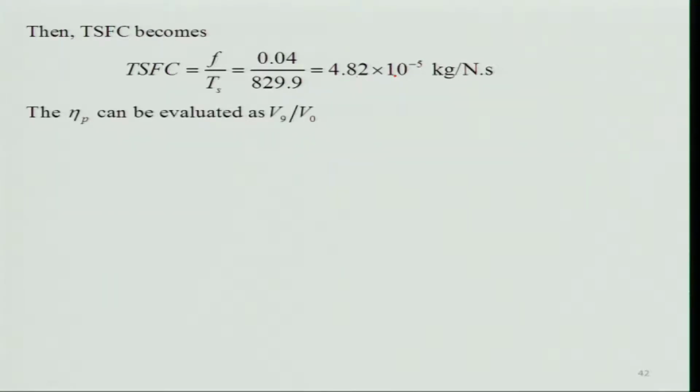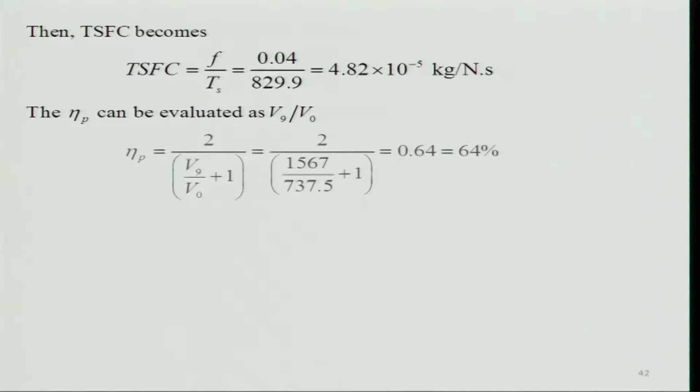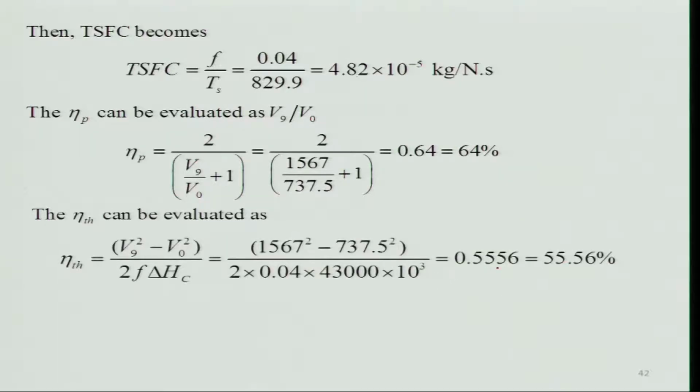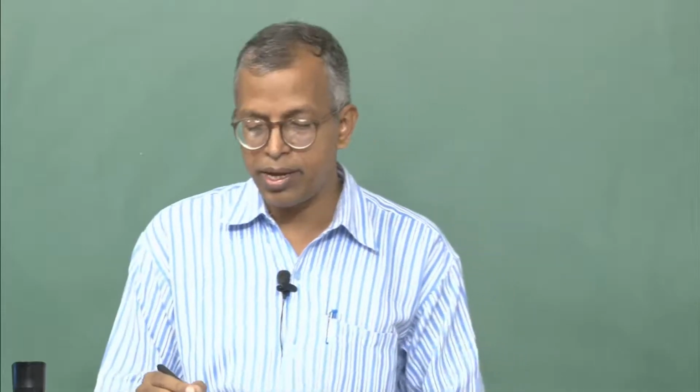So propulsive efficiency can be evaluated as V9 by V0, right? And we know V9, we know the V0, so you can get the propulsive efficiency very directly, right? And thermal efficiency is same as that when you substitute V9. But here you can see what is the difference in that velocity, and how much change in the kinetic energy is occurring. You can have a feel for it, where you cannot get that in the other method. It is just a number and what is coming.